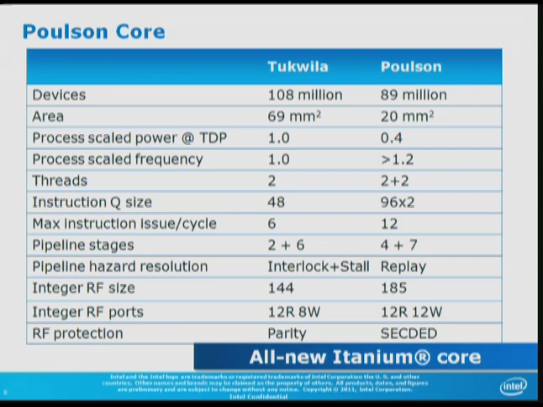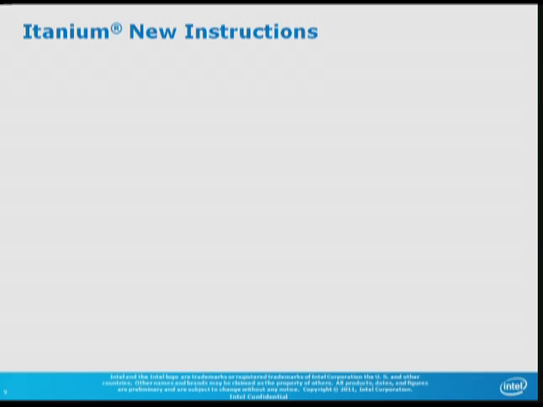I'd like to point out that we made this change. We undertook the substantial re-microarchitecting of the Itanium core, not just for our 32 nanometer process. We plan and are actually in the process of porting this new microarchitecture into future generations as well. So along with a new microarchitecture, Poulson implements, and we extended the Itanium instruction set to add 8 new instructions.